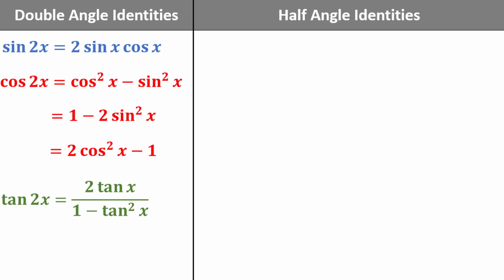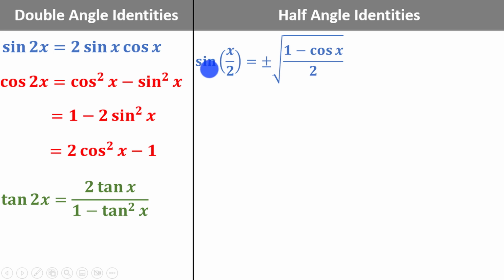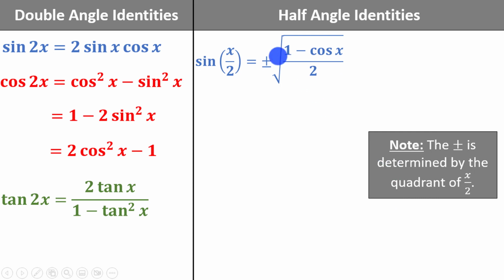There are also half angle identities, which relate to some angle over 2. The half angle identity for sine, or sine of x over 2, is equal to plus or minus the square root of 1 minus cosine over 2. Note that the plus or minus does not indicate that there are two answers. There will only be one answer, which is determined by the quadrant of x over 2.